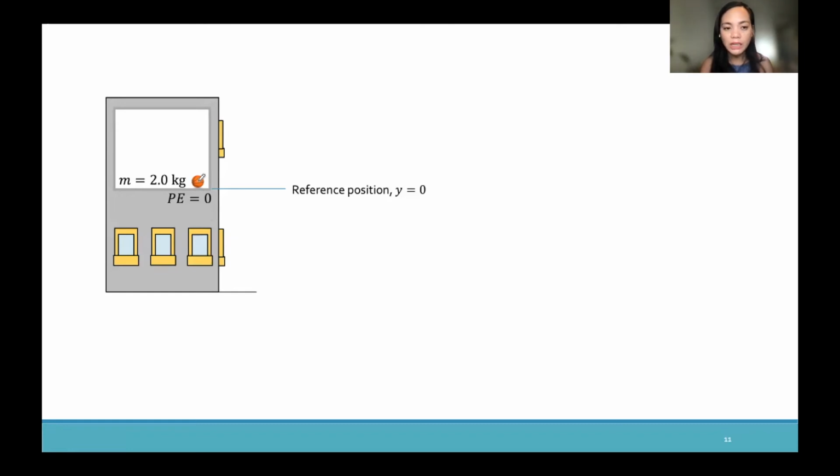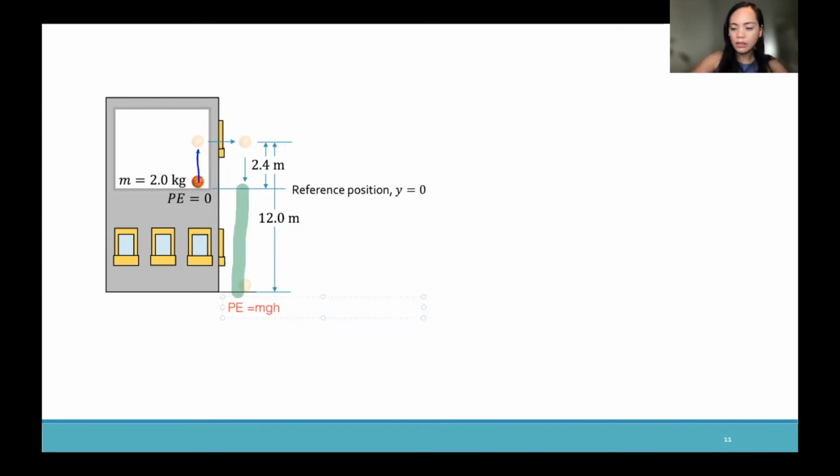So, ang ginawa mo, inakyat mo yung bola natin. Inakyat mo ng 2.4. And then you put it out the window and then hinulog mo with a total of 12. Now, ang tanong, what is the potential energy here? The potential energy is mass, gravity, height. So we know that it's 2 kilograms times 9.8.